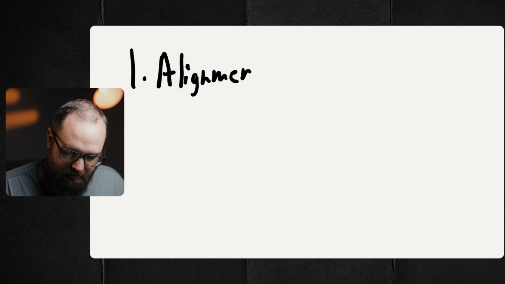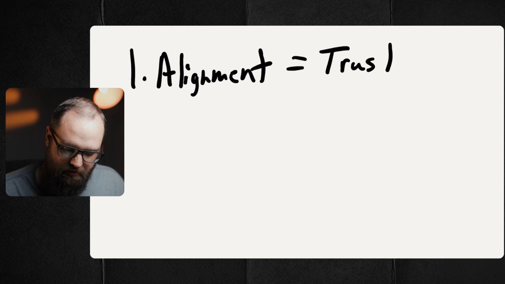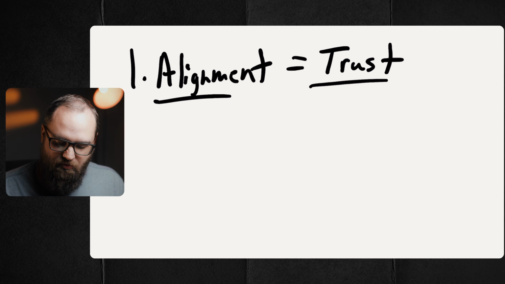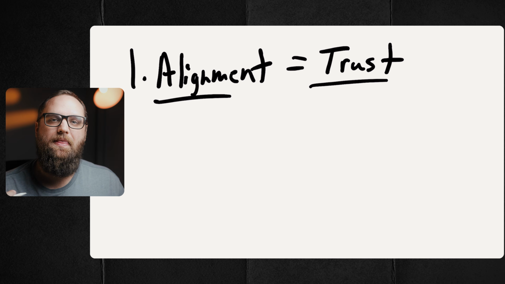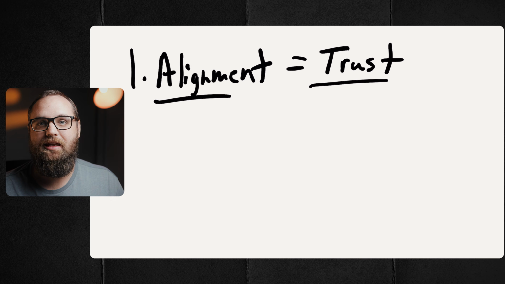So when it comes to alignment, what you're going to want to do is, number 1, alignment equals trust. Okay, so alignment equals trust. You need to use something that fully aligns to your audience, and that builds trust. So that's the first thing when looking at affiliate marketing.